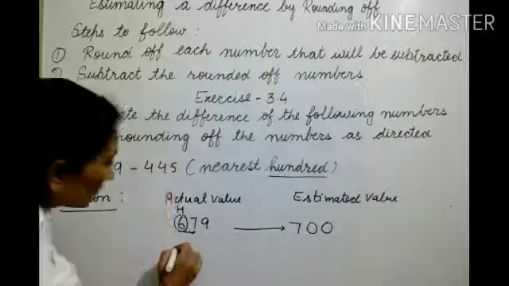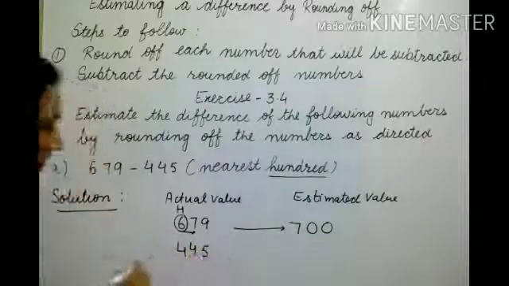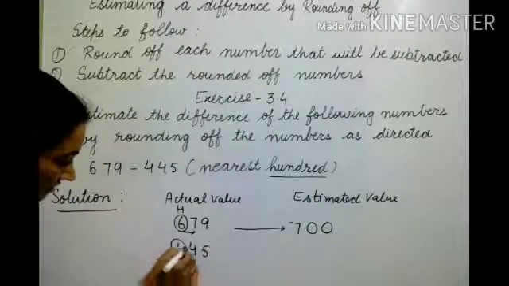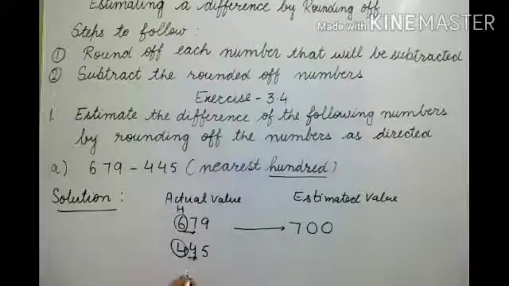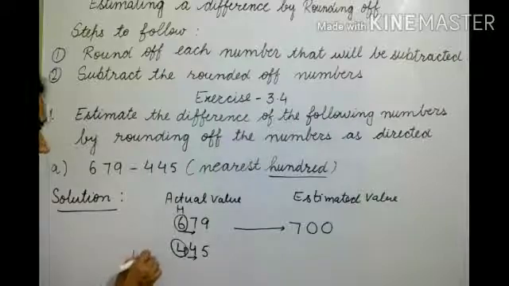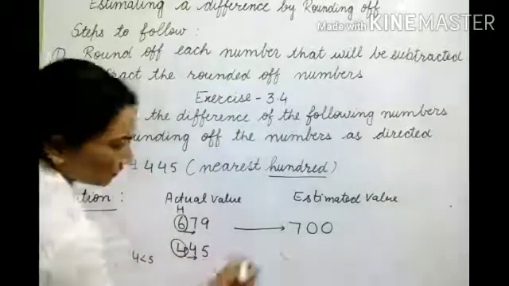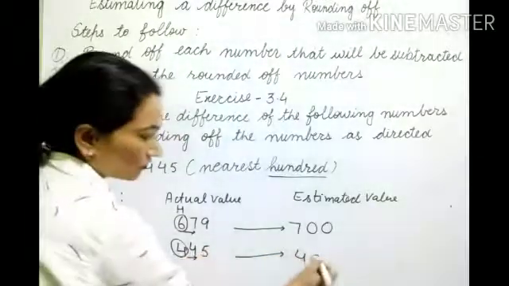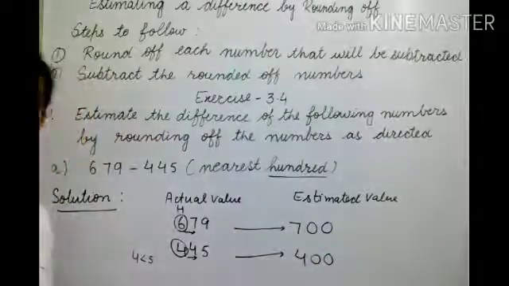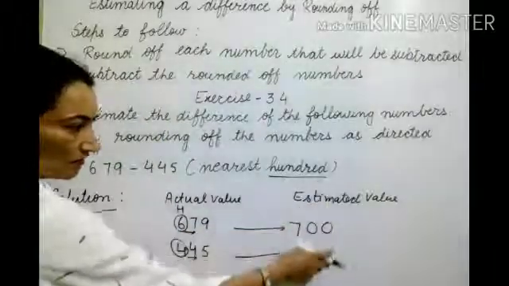Let's take second number, 445. Circle 100 place digit. See the right digit to it, which is 4. 4 is less than 5. So no change in circle digit. That will turn to 4 as it is, and last two digits will turn to 0. Now we have estimated values.